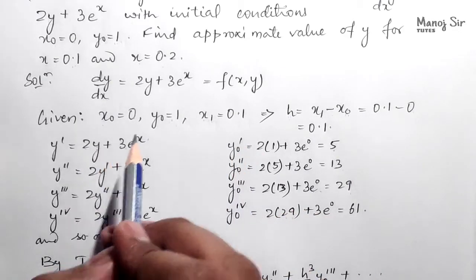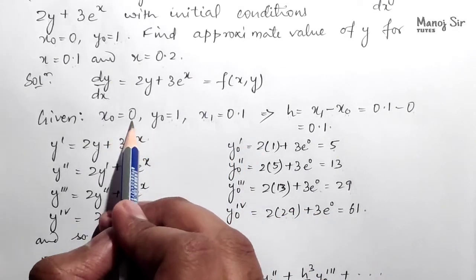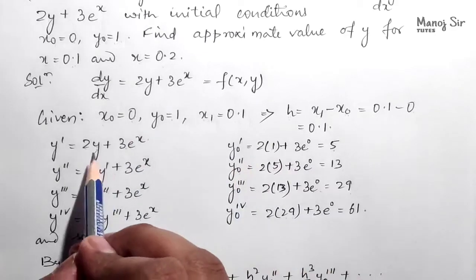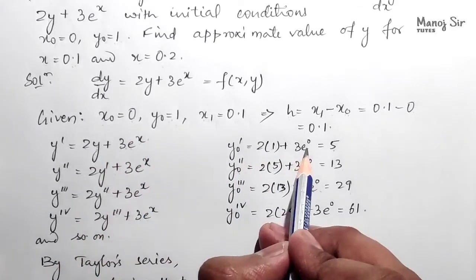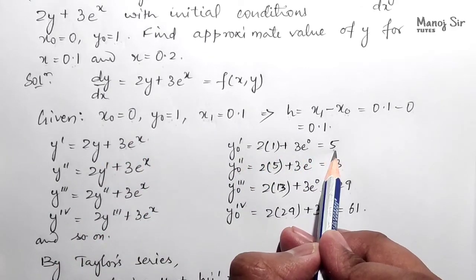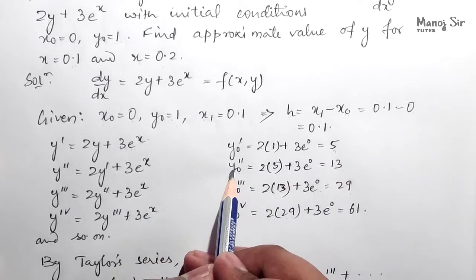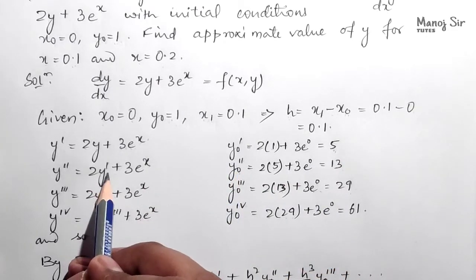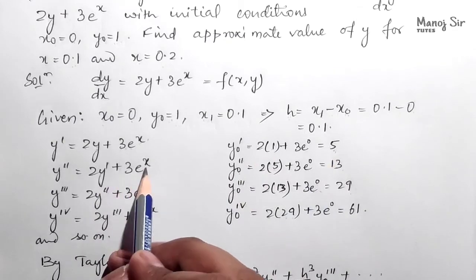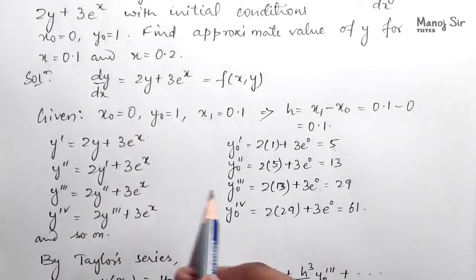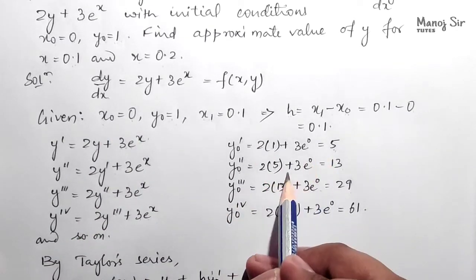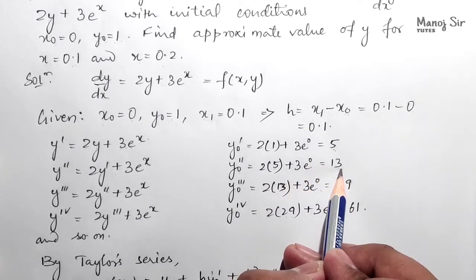Now we will put in the values. In place of y we put y0, and in place of x we put x0. So y0' becomes 2 into 1 plus 3 into e^0, that is 2 + 3, that is 5. Now to find y0'', put y0' = 5 here, and x0 = 0. So 2 into 5 plus 3, that is 13.